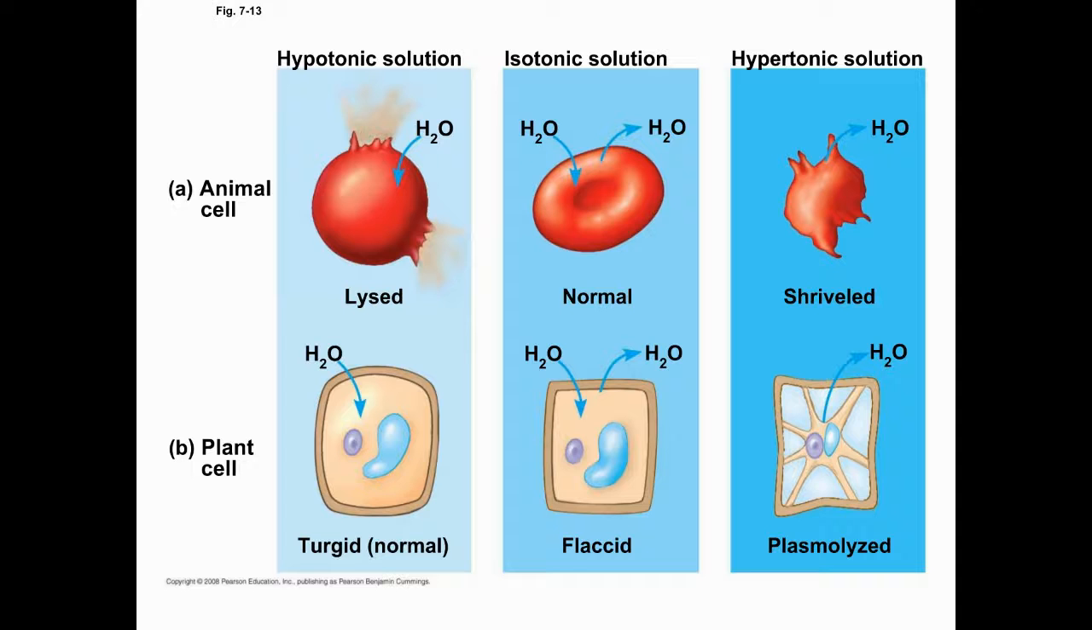Plants do not. Plants want to have water constantly being pushed inward. Why? Because it gives rigidity to what structure? The cell wall, right? It helps it to stand up. So a plant that is in an isotonic situation is something that's wilting. It's not standing up strong.